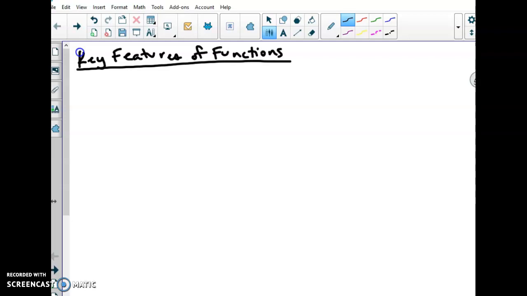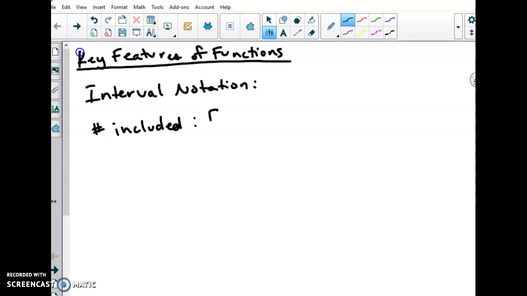So the first thing, before we even get started talking about those different features, we've got to talk about interval notation. Interval notation is just giving you kind of like you're going from this number to this number. It's giving you the boundaries, okay? If a number is included, you are going to use brackets. If the number is not included, you are going to use parentheses. This will make a little bit more sense once we actually look at a graph specifically.